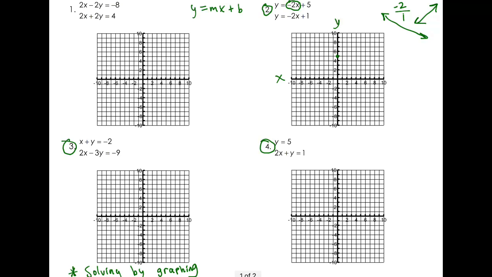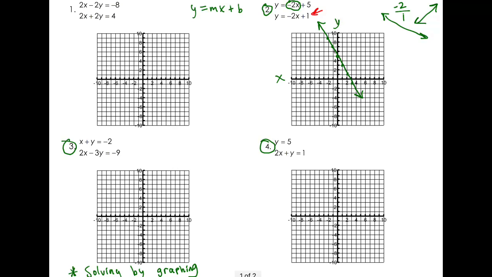Okay, so we're at our positive 5. So we're going to go up 2 over 1. Go back to our initial point, and we'll go down 2 over the other way. 1, down 2 over 1. And so our line is basically something like that. All right, let's look at our next line.